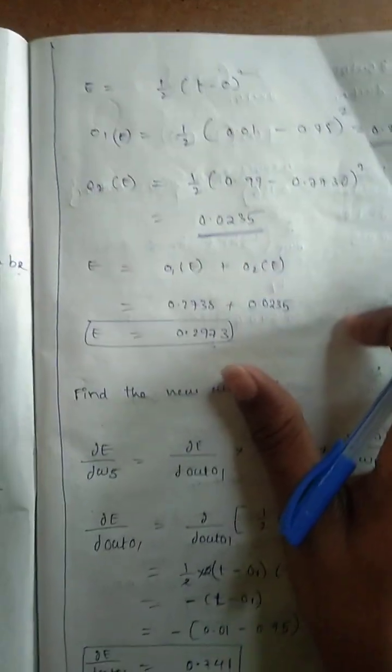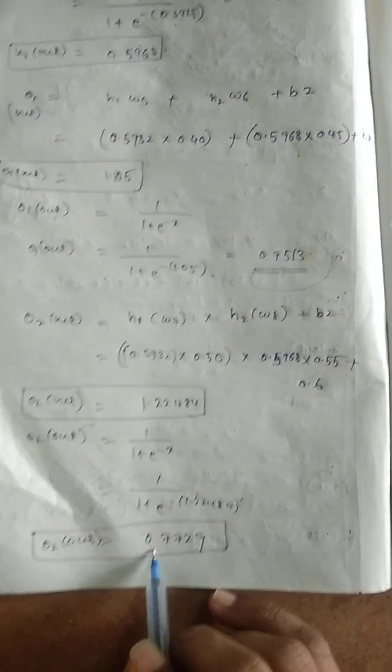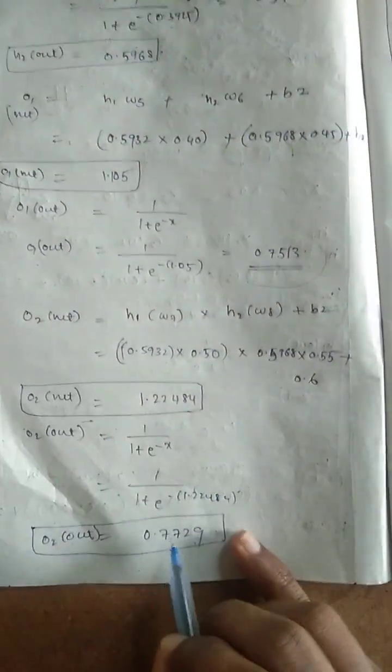Next we have to first check whether the out of out1 value and the out of out2 value have reached the target value or not.